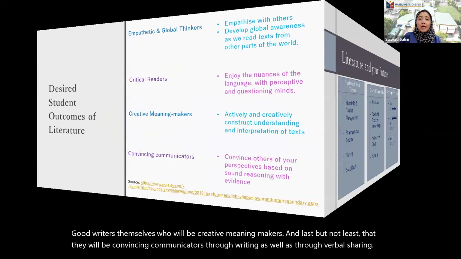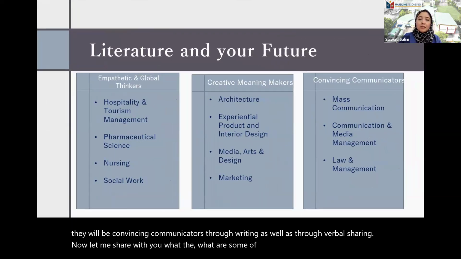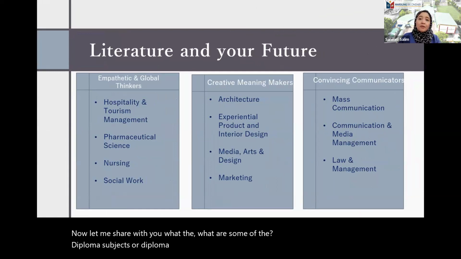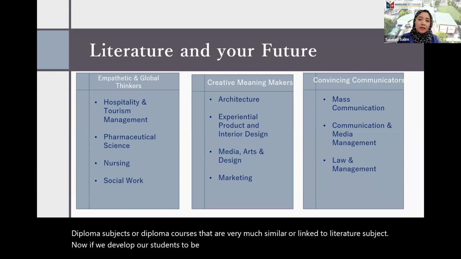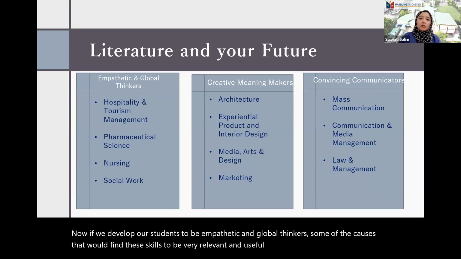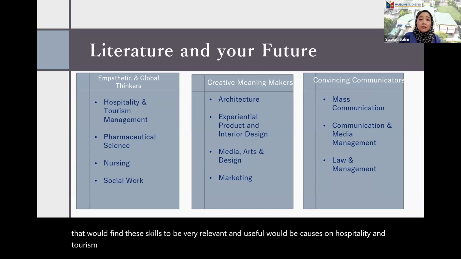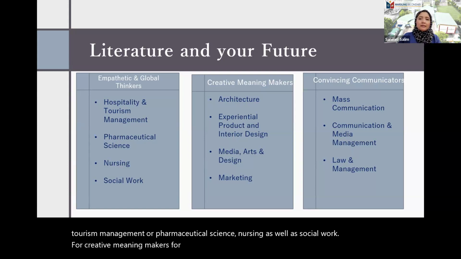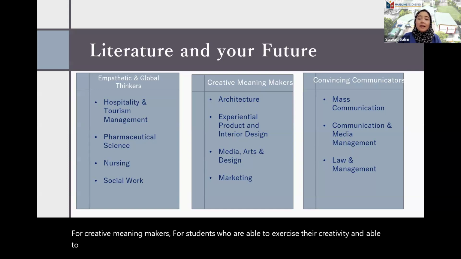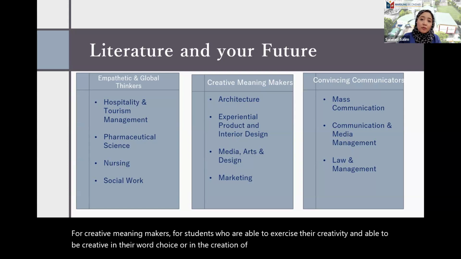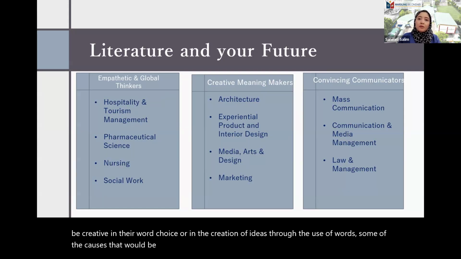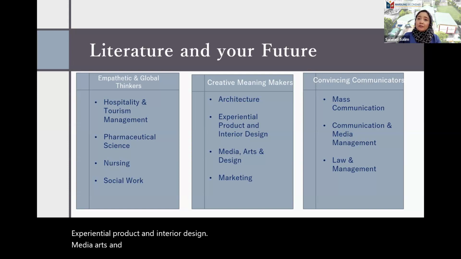Now, let me share with you what are some of the diploma subjects or diploma courses that are very much similar or linked to literature subject. Now, if we develop our students to be empathetic and global thinkers, some of the courses that would find these skills to be very relevant and useful would be courses on hospitality and tourism management, pharmaceutical science, nursing, as well as social work. For creative meaning makers, for students who are able to exercise their creativity and able to be creative in their word choice or in the creation of ideas through the use of words, some of the courses that would be relevant for them would be courses such as architecture, experiential product and interior design, media, arts and design studies, as well as marketing.